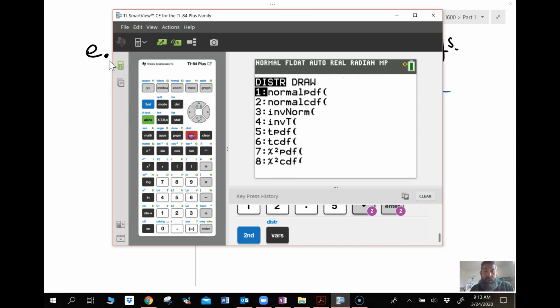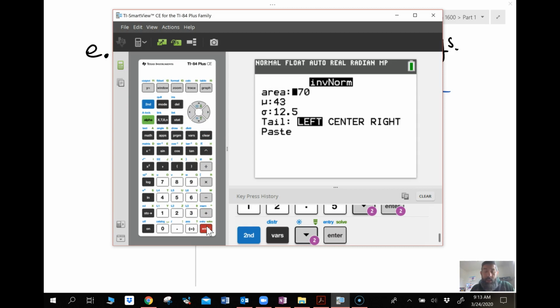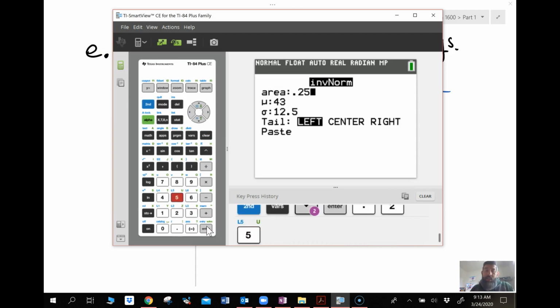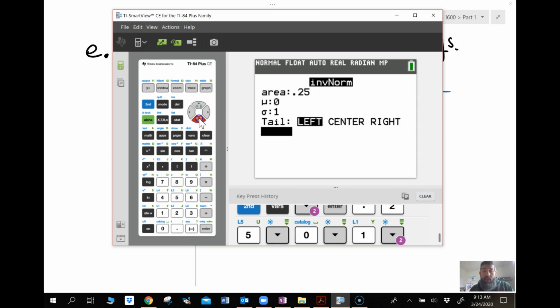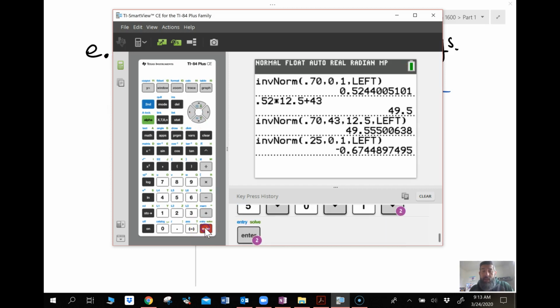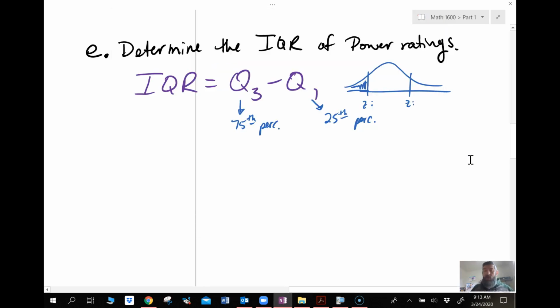So we're going to go second, distributions, and inverse normal. I'm just going to do 0.25 because that's going to give me the first quartile. I have to change this back to 0 and 1 because I'm looking for z-scores. Now I'm going to paste that, and let's see what it gives me. It gives me negative 0.674. Normally with z-scores you can go 2 places after the decimal point, so we'll go negative 0.67. So the first quartile matches up with negative 0.67.